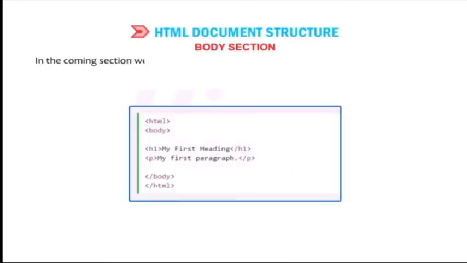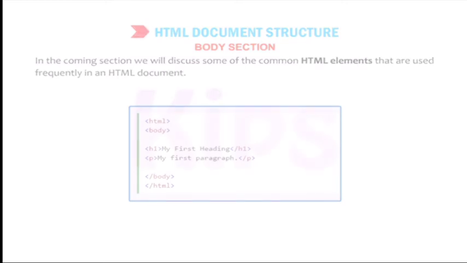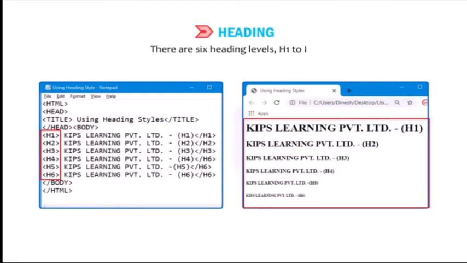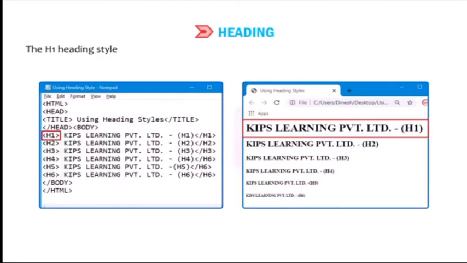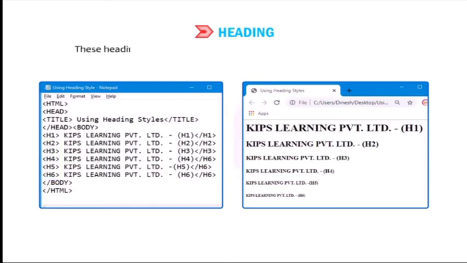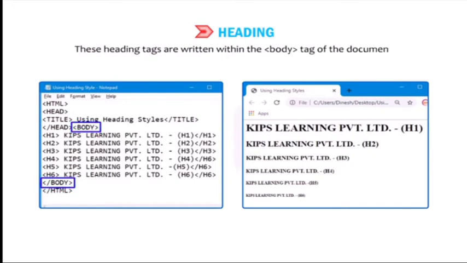In the coming section, we will discuss some of the common HTML elements that are used frequently in an HTML document. Okay, students, let's talk about heading. This tag is used to define different heading levels in an HTML document. It is basically used to emphasize the text. There are 6 heading levels, H1 to H6. The H1 heading style displays the text in the largest size and is mainly used for main headings. The lower levels are used for subheadings and less important things. It is not essential to use these heading levels in hierarchy. These heading tags are written within the body tag of the document.